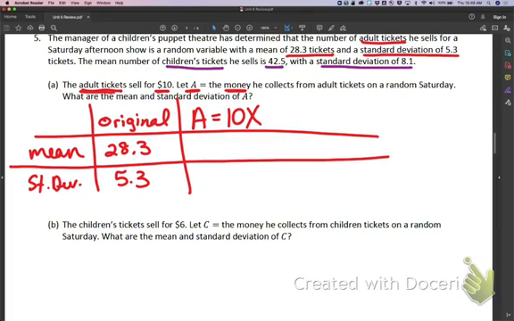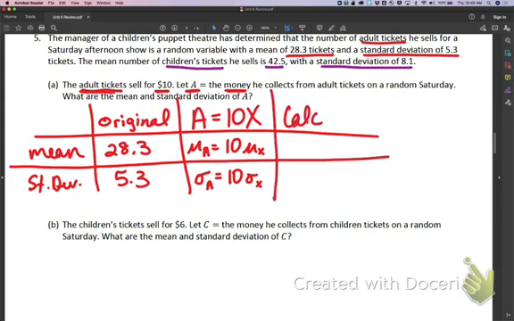All right, so for the mean, if I multiply by 10, that will affect the mean. So the mean of the adult distribution is going to be 10 times the mean of that original distribution. The standard deviation, when I multiply a distribution by 10, the standard deviation does get multiplied. So I'm going to take the standard deviation of that original distribution and multiply by 10.